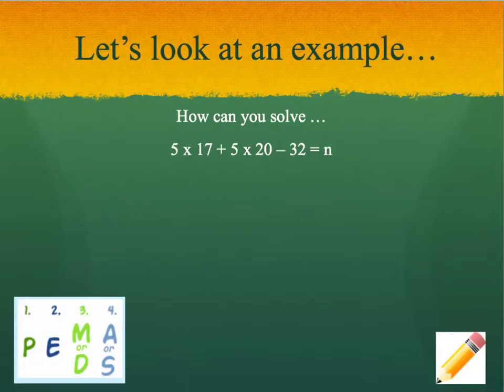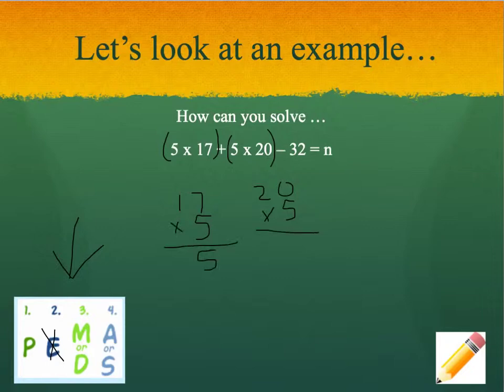All right, so now let's look at a larger example, but we're still thinking about PEMDAS, or Please Excuse My Dear Aunt Sally. So we have 5 times 17 plus 5 times 20 minus 32. Wow, that's a lot. Well, there are no parentheses, so I can't do that first. There are no exponents this year, so I'm not going to do that. But I do see multiplication, and I see it twice. So I'm going to multiply first. So let's just go ahead and do that. So we have 17 times 5, and we have 20 times 5.